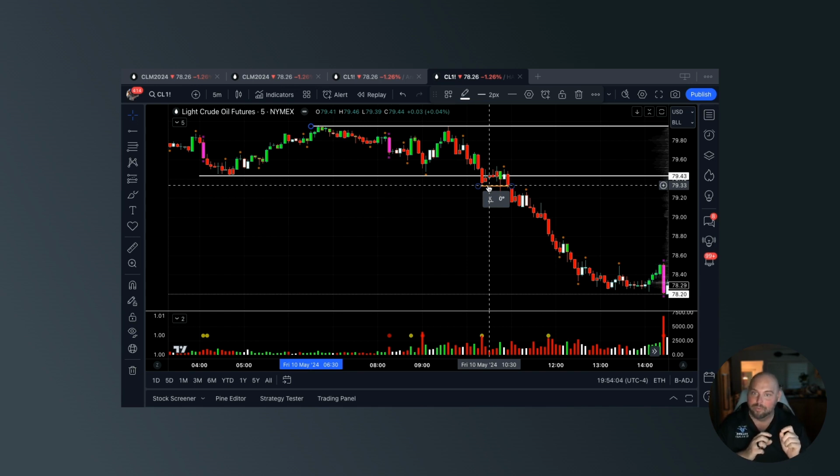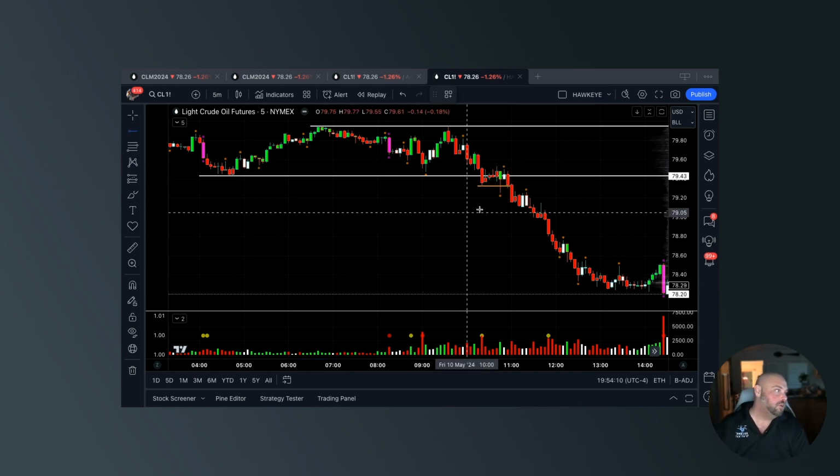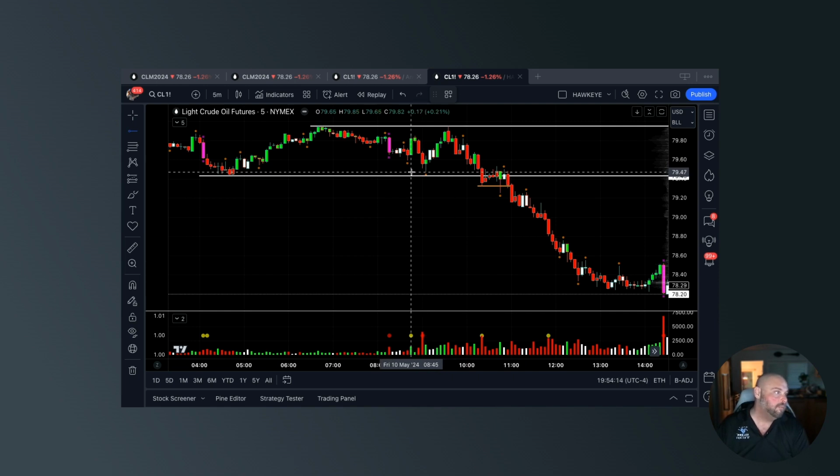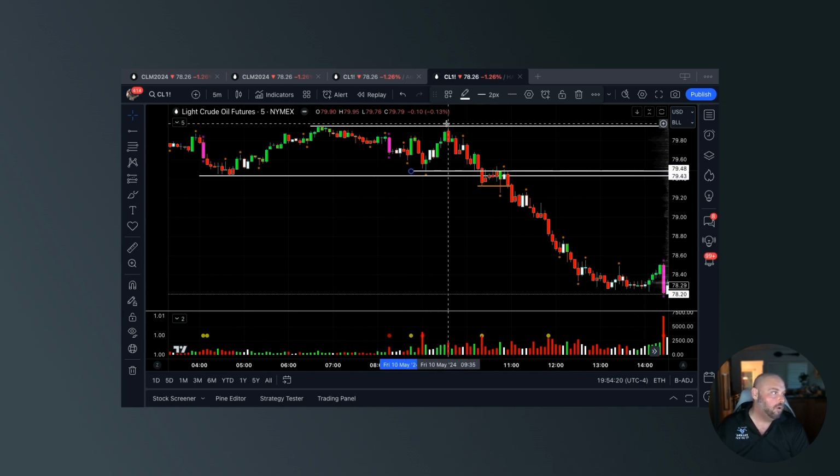So I want to plot one more line on this chart as we continue to look, and it's at the low of this candle right here. I want you to see that what was previously support came back, provided support, and was broken, and is now providing resistance.